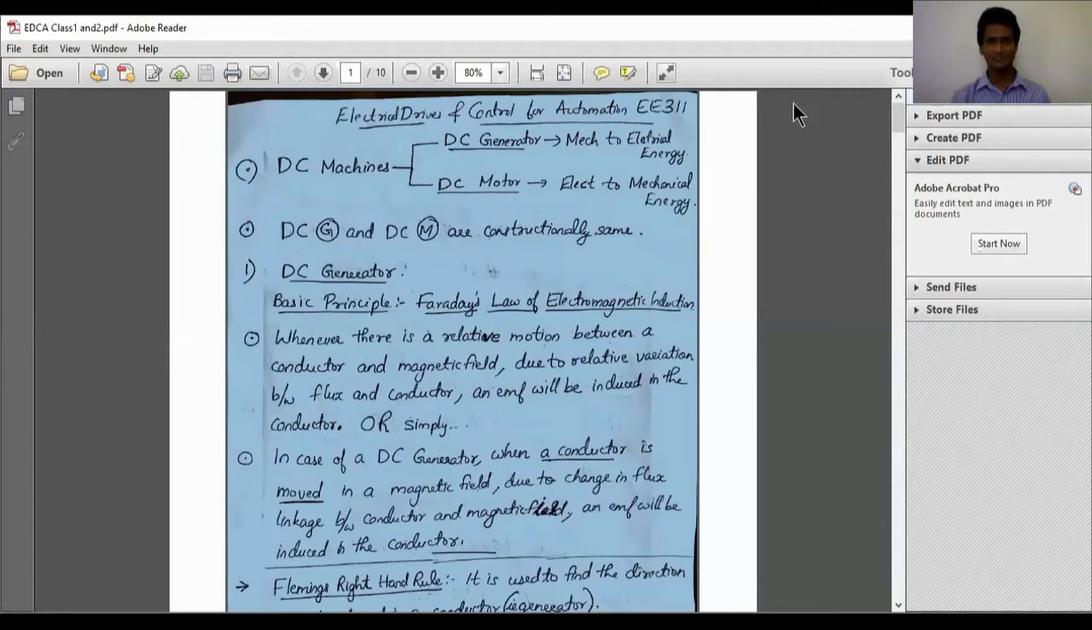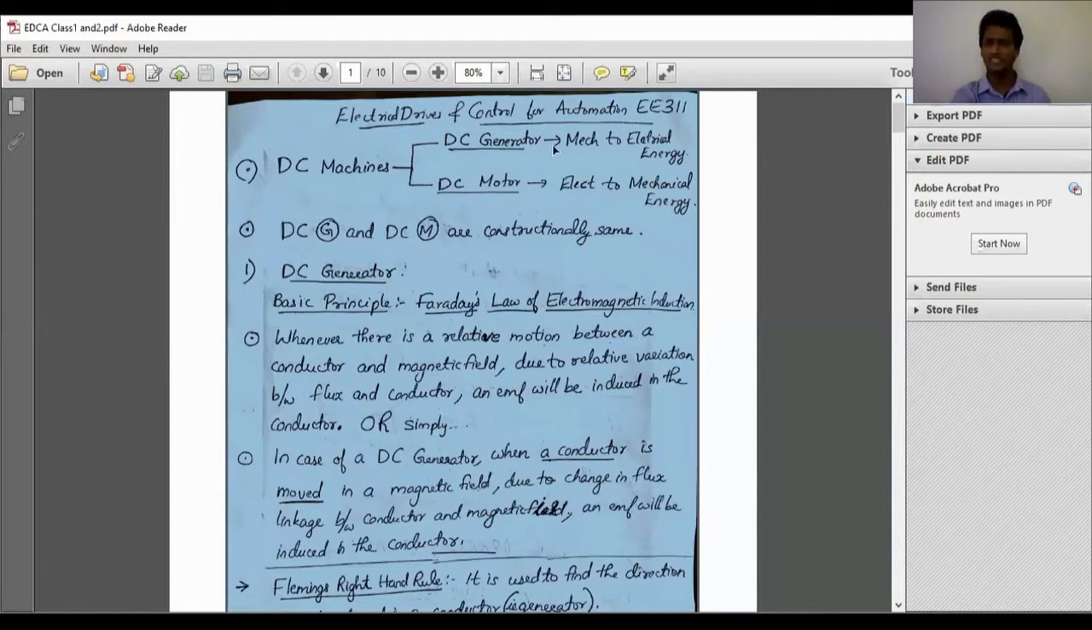DC machines are of two types, DC generator and DC motor. As you know, in a DC generator, we are giving mechanical input and it is converted to electrical energy. And in case of a DC motor, electrical energy is converted to mechanical energy. Even if the ceiling fan is an induction motor, by switching on the supply we are giving electrical energy to the ceiling fan, and the ceiling fan will give back mechanical energy. That is the case of every motor.